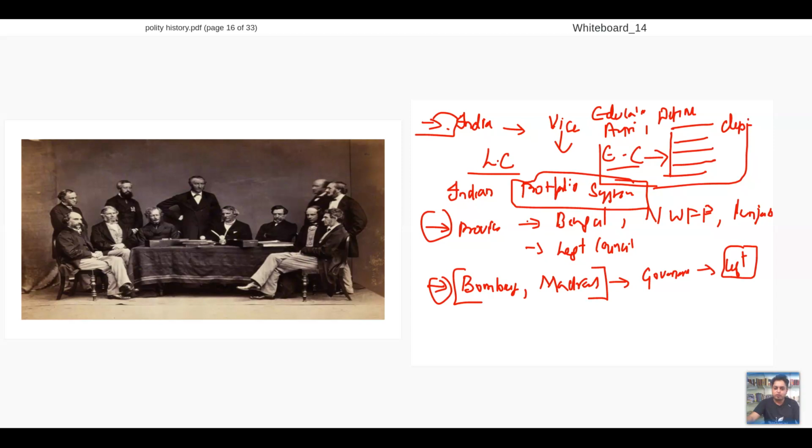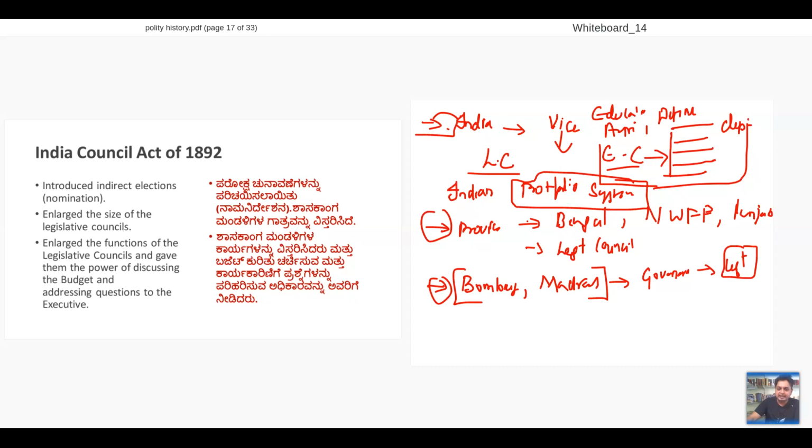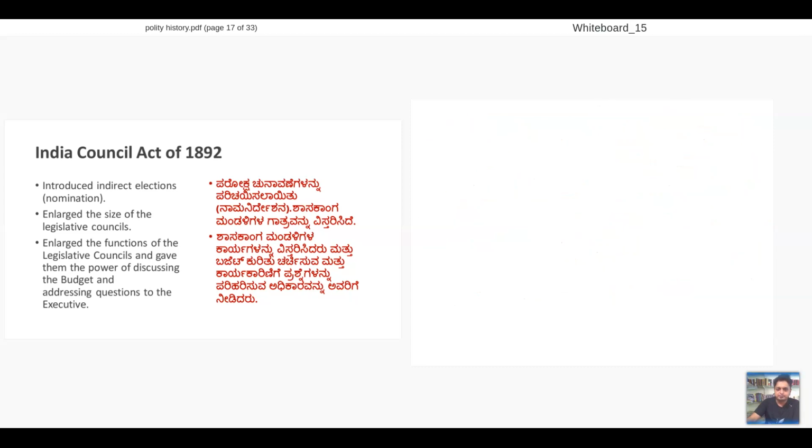So these are the people of the Executive Councils. Next comes one more concept. Before going for next topic, that is this 1892, I would want to teach you one more concept. You would have studied this in your history, but tell me what happens in 1885. Anybody? Something very important happens in 1885 that changes the structure. Congress will be formed. So now Congress is formed.